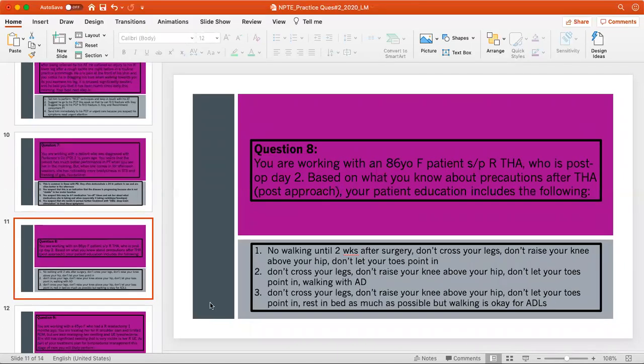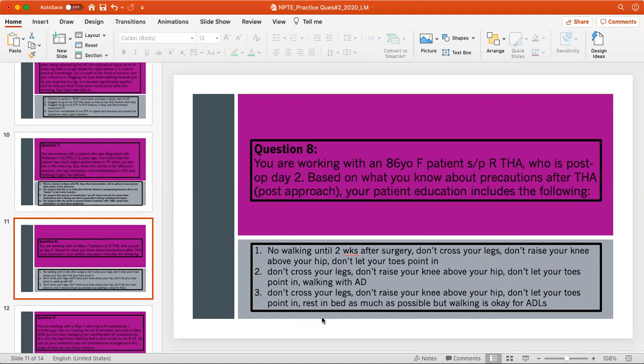Okay. So question number 8. Here we go. You're working with an 86-year-old female patient, status post right total hip replacement, THA, total hip arthroplasty, who is post-op day 2. Based on what you know about precautions after a posterior approach THA, your patient education includes the following. 1, no walking until 2 weeks after surgery because of this joint replacement.